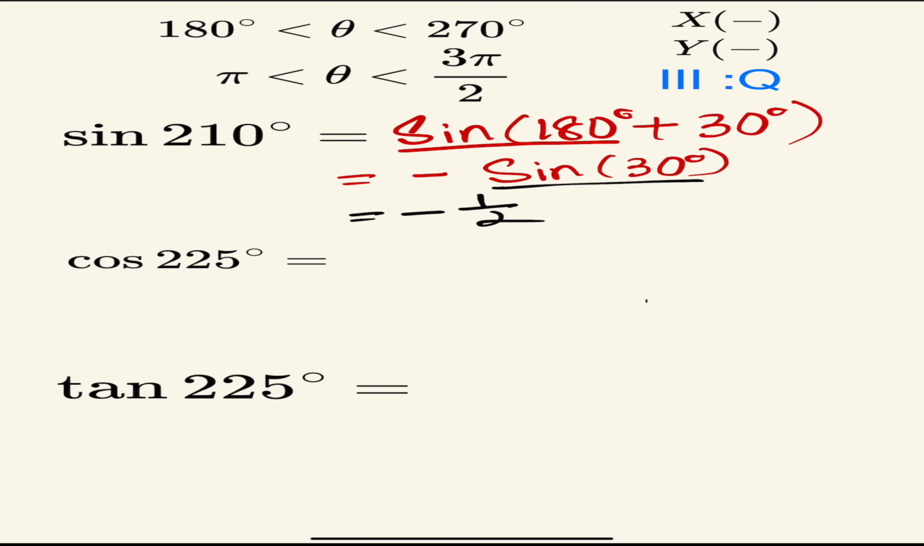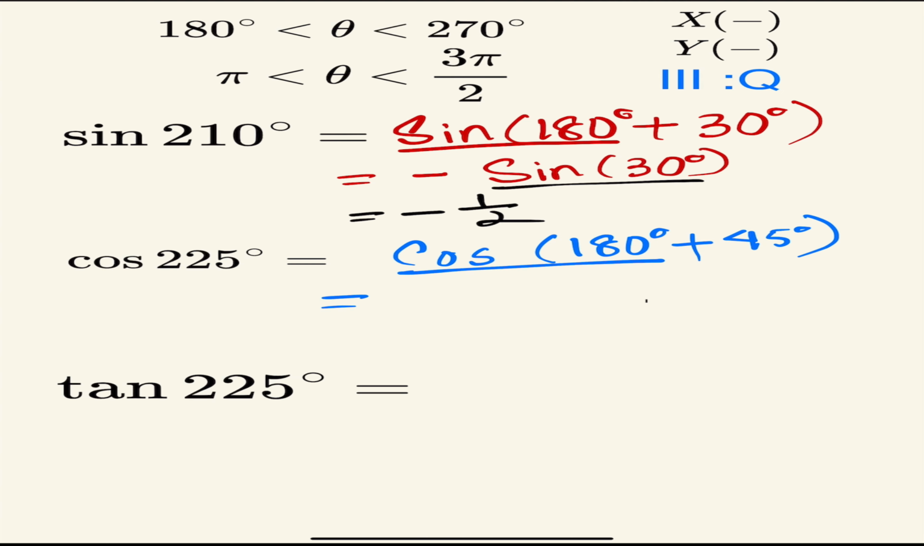Okay, now cosine, here we write it down, cosine 225. So instead of writing down 225, we can just write down 180 plus 45 degree, right? So cosine 180, since it's in the third quadrant, we have to change the sign. It's just negative cosine 45 degree. Now what is the cosine 45 degree value? It's just square root 2 over 2, and you have to put negative, so negative square root 2 over 2, right?